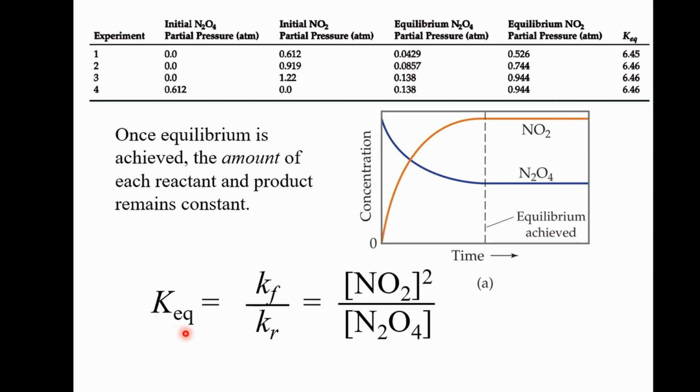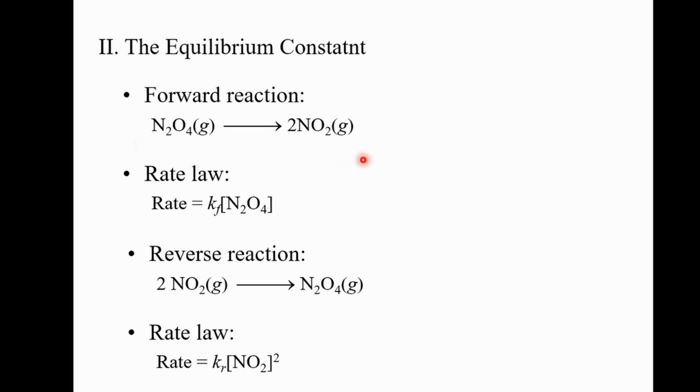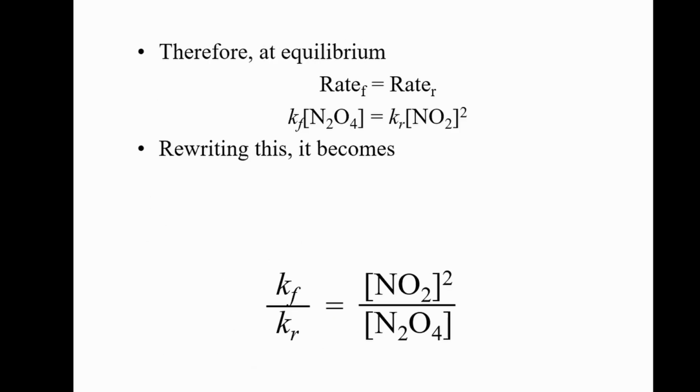And so here is an equilibrium constant, and it's given by this equation here. And you can see it has the forward and reverse rate constants. So here's the forward reaction, here's the rate law, here's the reverse reaction, there's the rate law. This is just an FYI. At equilibrium, the forward rate and the reverse rate have to become equal. And then we see this ratio of the rate constants. But what's really better is this ratio of products over reactants.